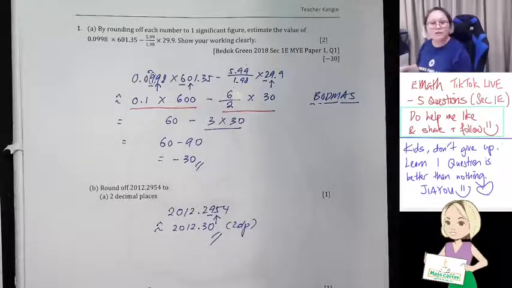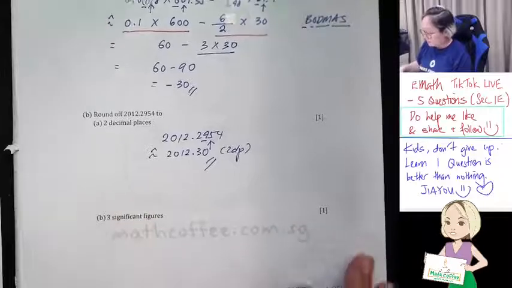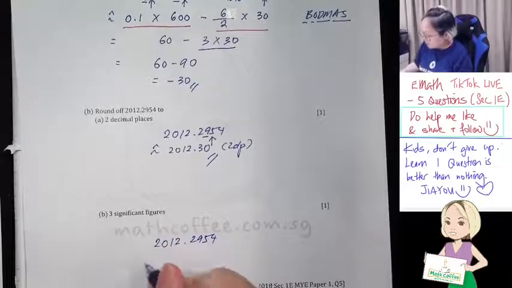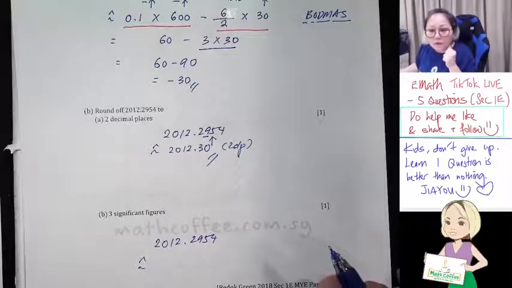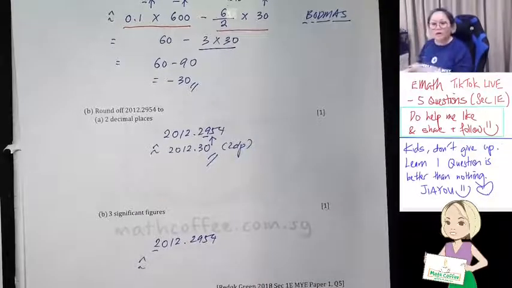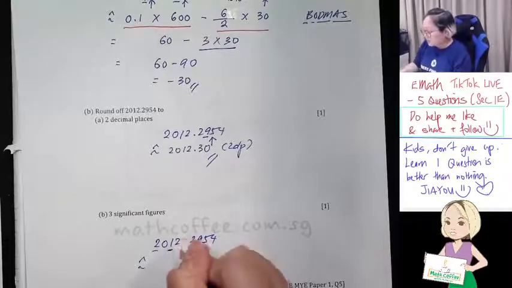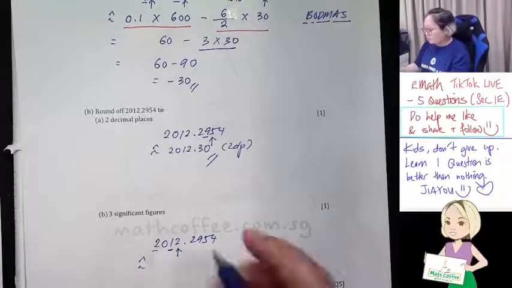Okay, so now let's go on. The same question, they ask us to round off to 3SF. So write out the question: 2012.2954, round off to 3SF. Let's count the SF. Once you start to count the first SF, anything behind is considered as significant. So this is 1, 2, 3, the third SF. If this is the third SF, look at the number behind. The 2 tells me that I need to keep the 1. So it will be 201.